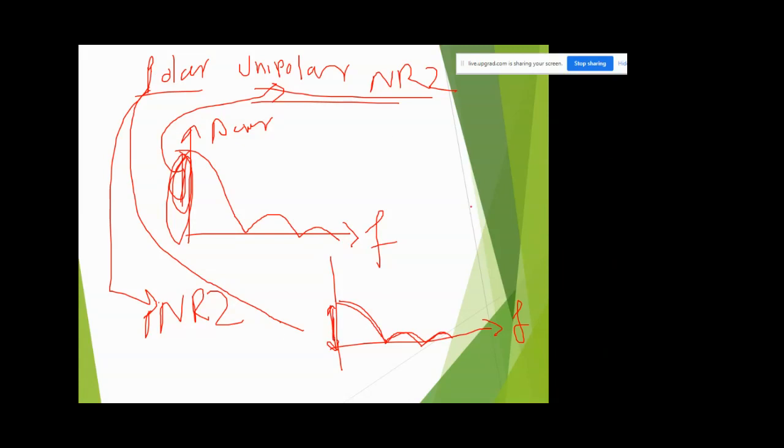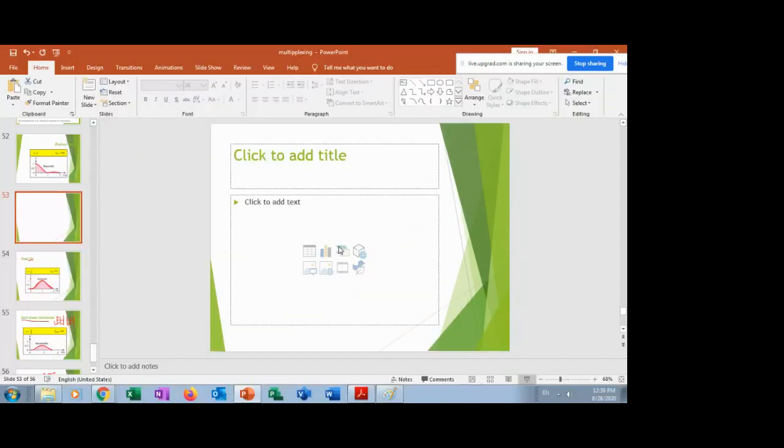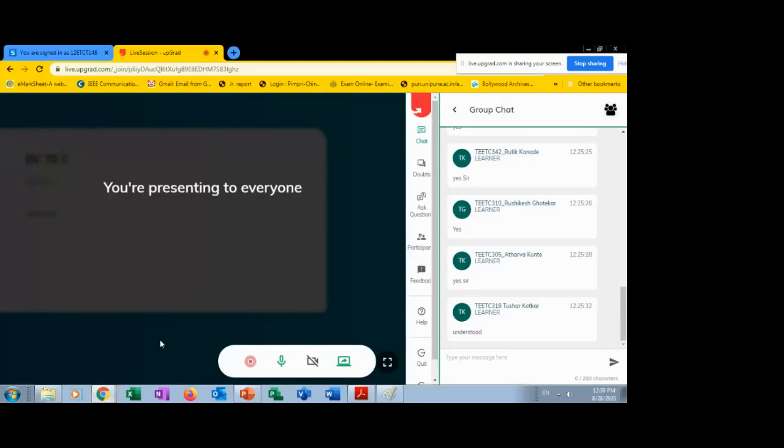If it is RZ, for unipolar RZ the pattern will be like this, and for polar RZ the pattern will be like this. Remember, if RZ is there, the main lobe starts from the 0 level. I hope it is clear. So this is the time domain and frequency domain analysis of the line codes. Let me know, is it okay?